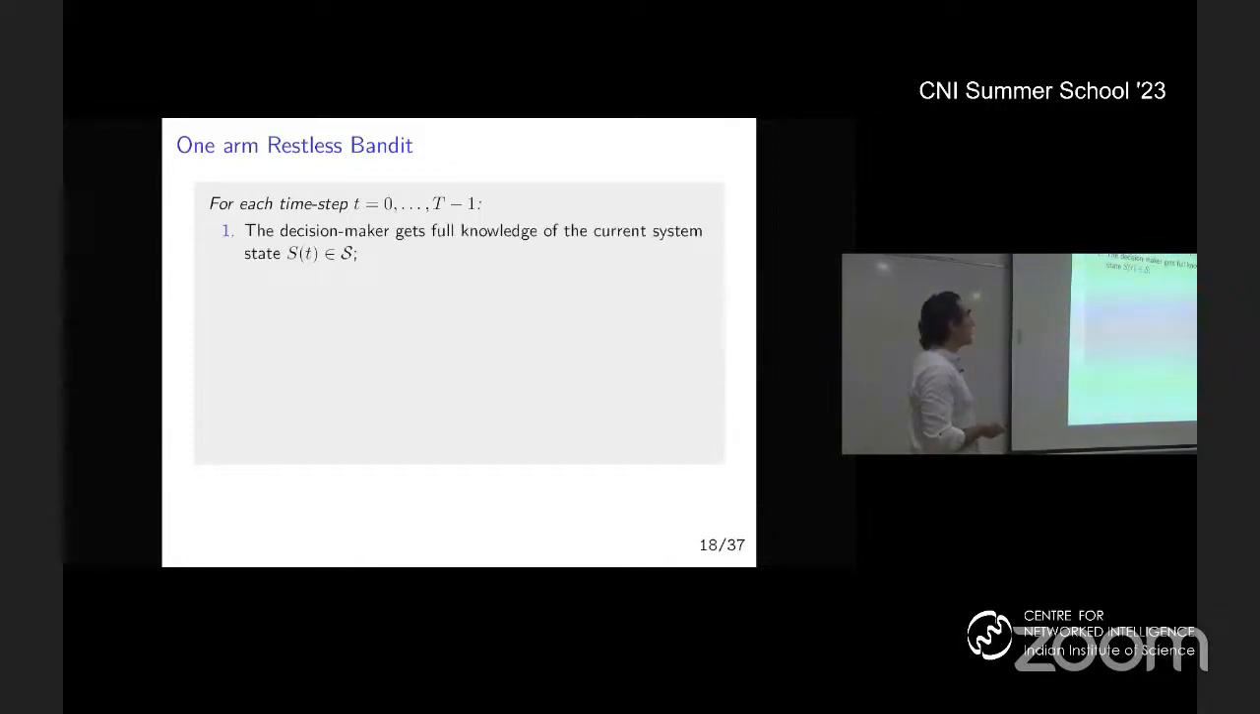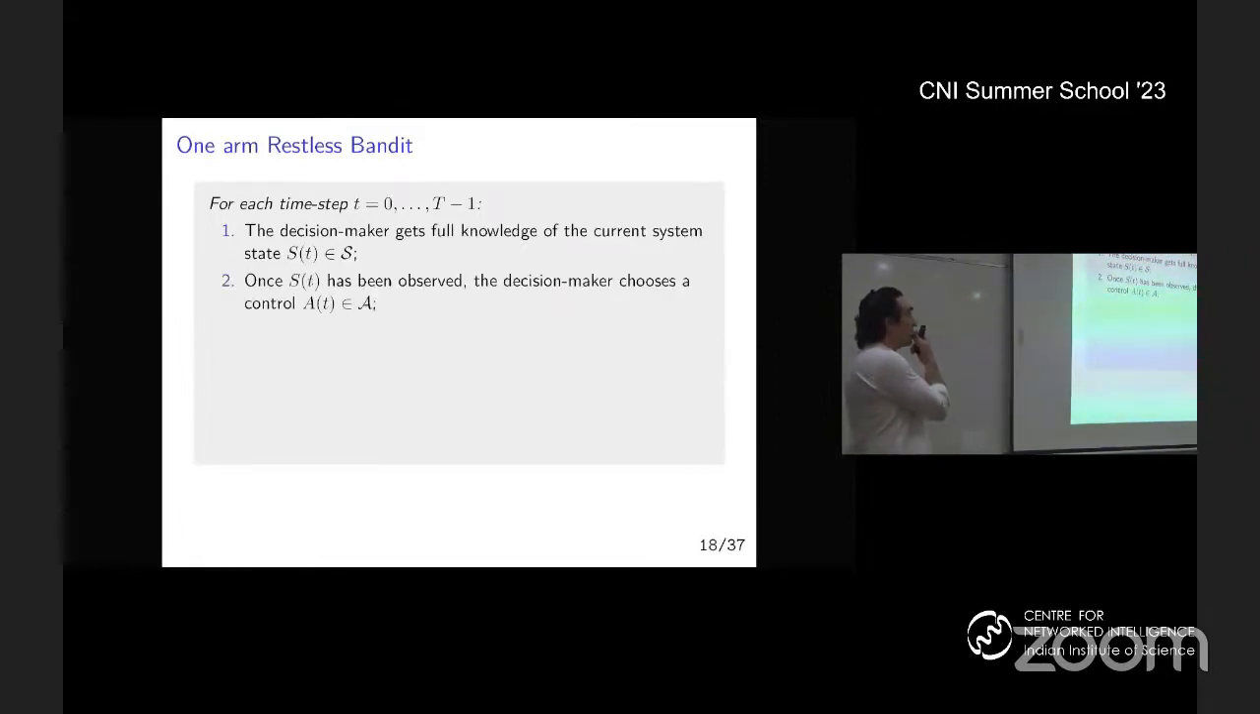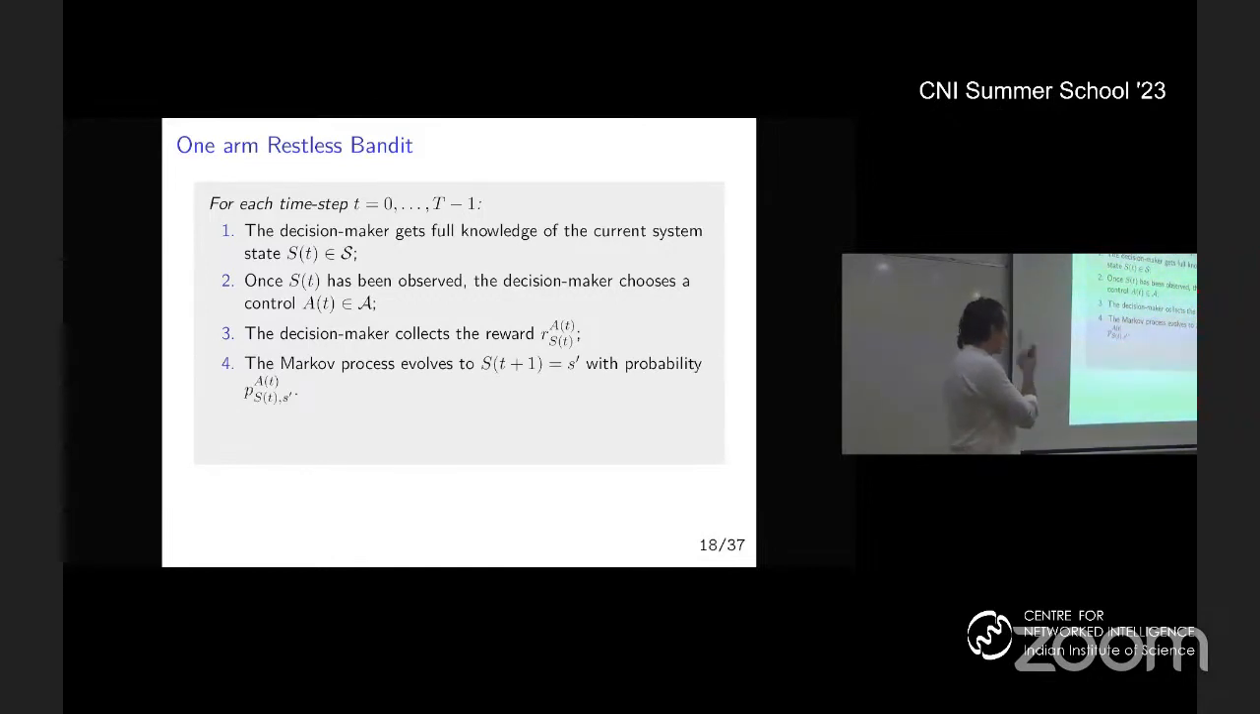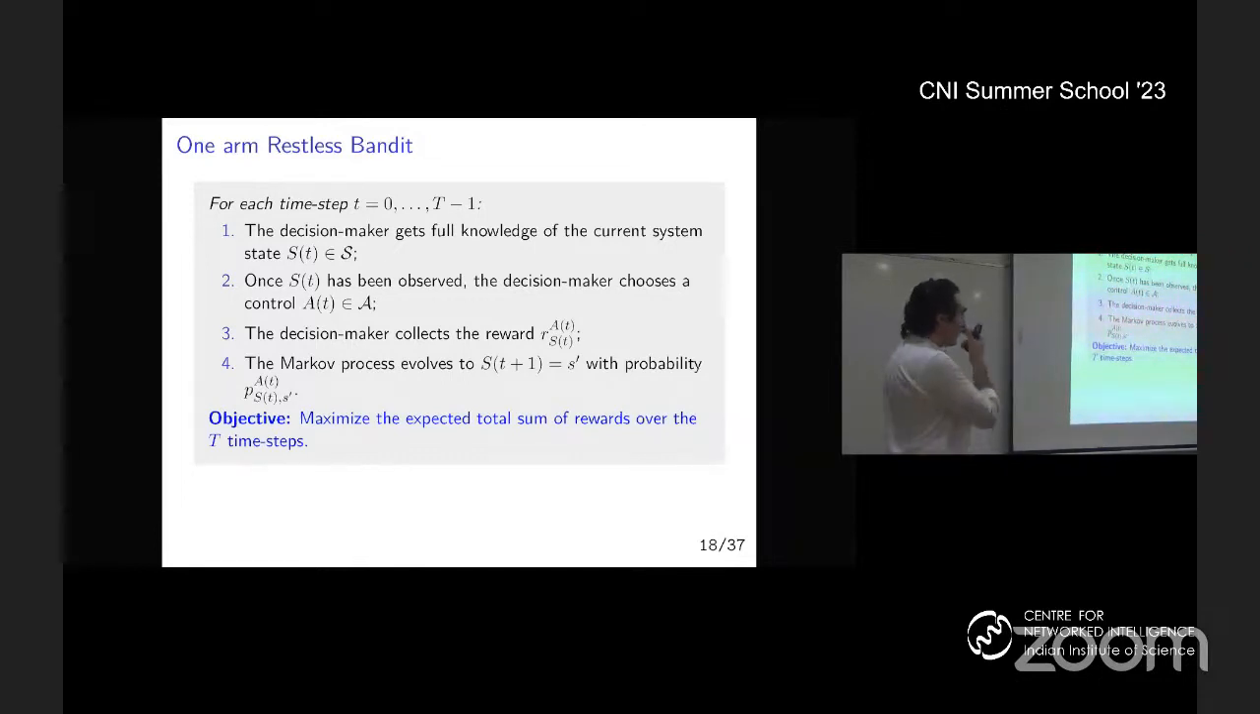So the decision maker gets full knowledge of the current state of the system S of t, right? And when S of t has been observed, the decision maker chooses the control A of t. He receives a reward, which depends on the current state and the action. And then the Markov process evolves to the state S prime with a given probability, which depends on the previous state and the action. And the objective is to maximize the expected total sum of reward over t time steps. So we are not doing discounted. We are not doing average cost. We are doing finite horizon.